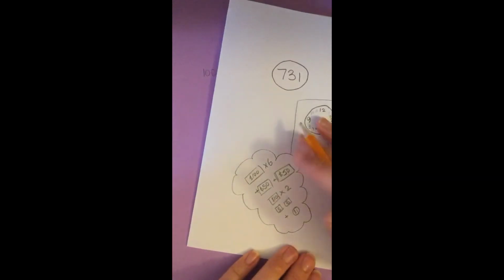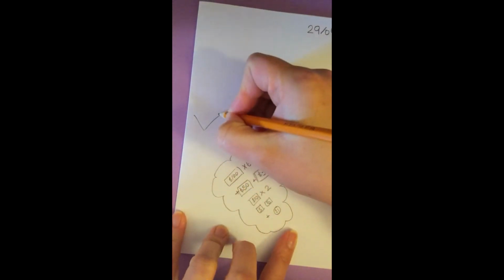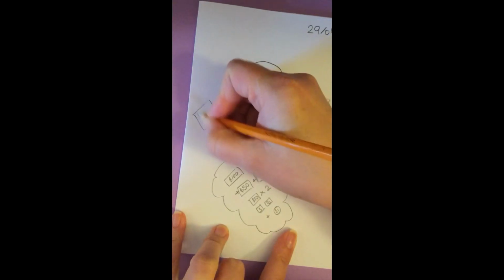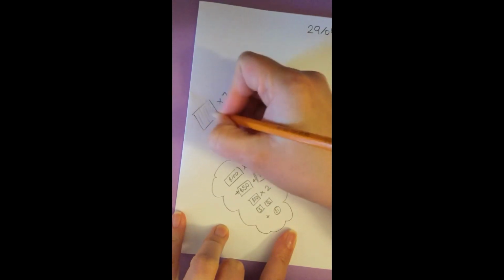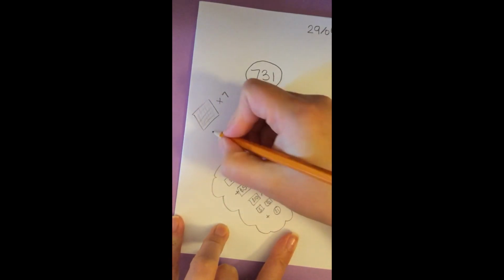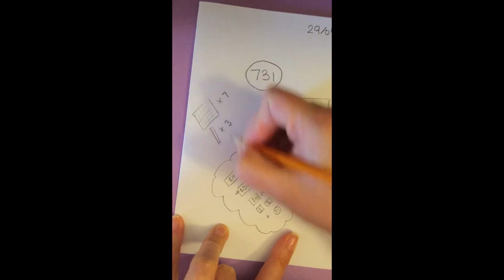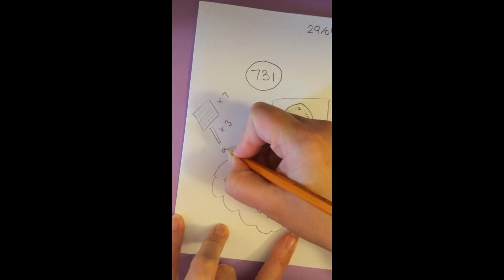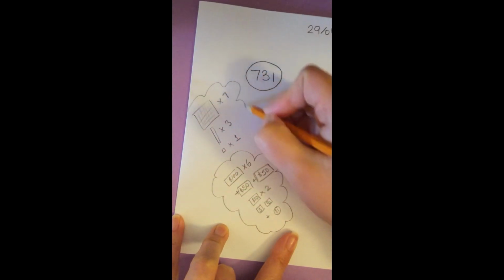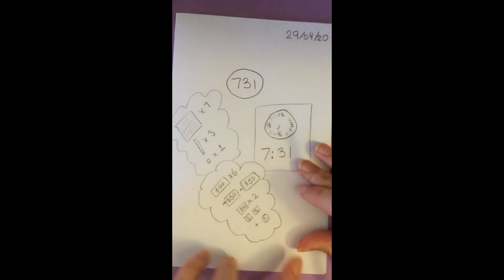I know that 731 is 7 100 blocks. You get the idea. And 3 tens and 1 unit. So I'm going to separate my idea like this. What else can I come up with?